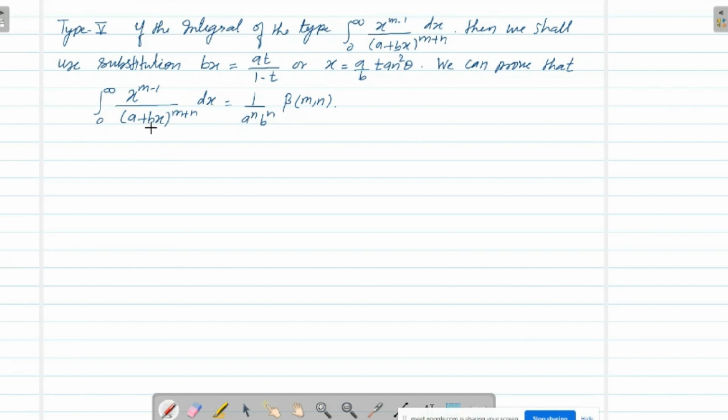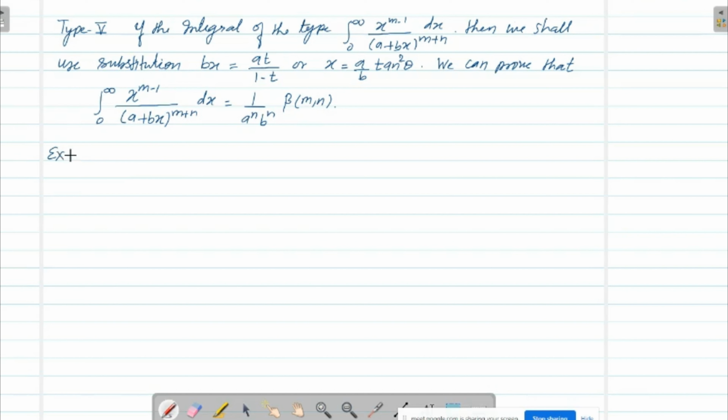So in particular, if a equal to b equal to 1, then you will have the integral of limit 0 to infinity x raised to m minus 1 divided by (1 plus x) raised to m plus n dx, and this is equal to simply beta of m, n. Got it? Now let us do a problem based on this, then you can understand it better.